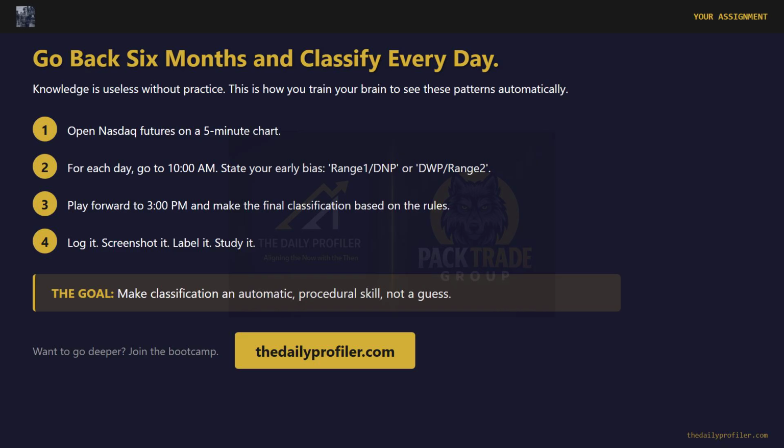Here's exactly what you do. Step 1. Open NASDAQ futures on a 5-minute chart. Step 2. For each day, go to 10 a.m. Look at what's happened so far. State your early bias out loud. Is it looking like a range 1 day where price keeps touching the mean? Is it looking like a DMP one-way trend? Or is it shaping up to be a DWP with a pullback or possibly a range 2 reversal?